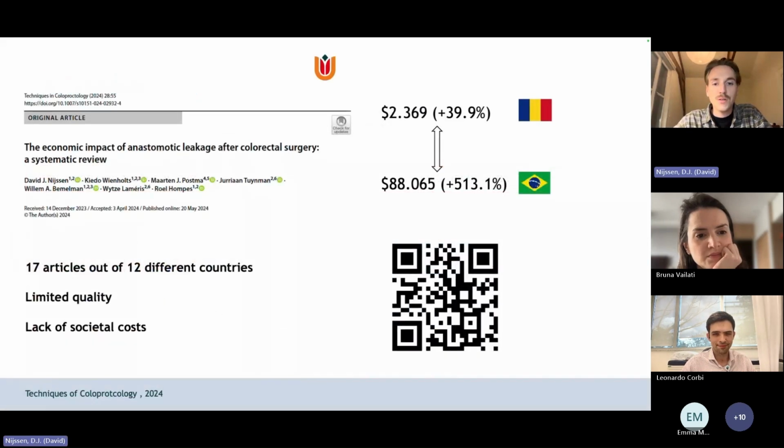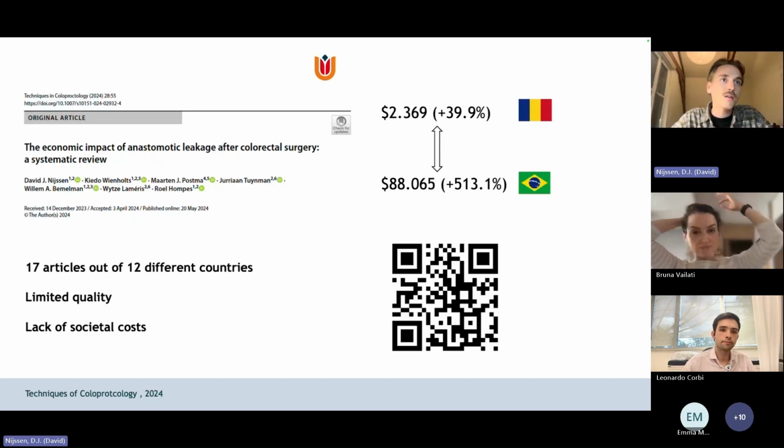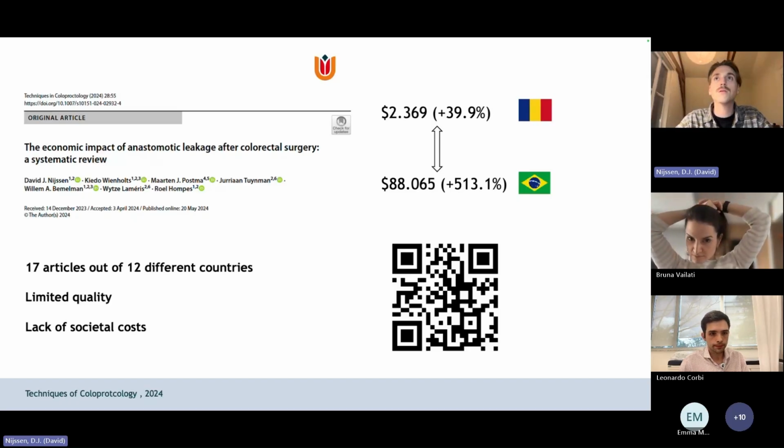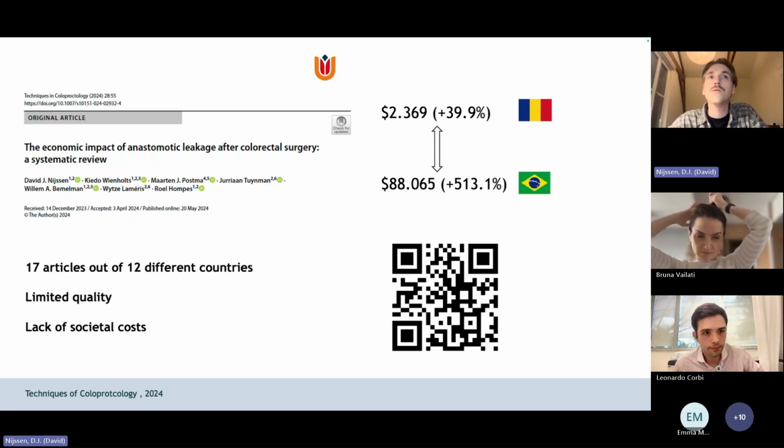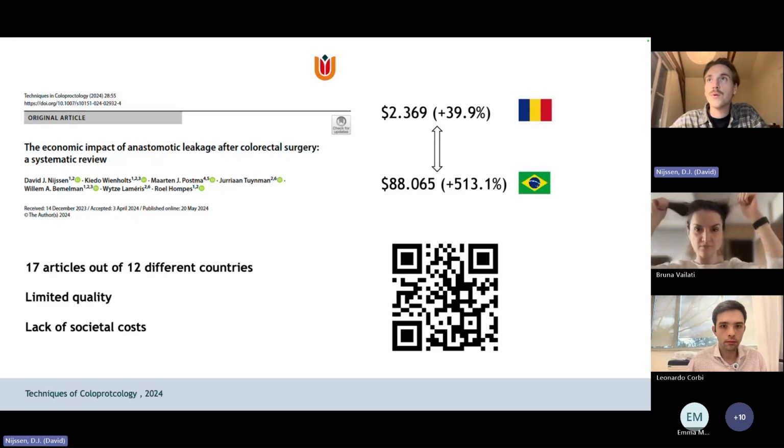But at first we started by looking into the literature. This is an article also in Techniques in Coloproctology, which we published in 2024, in which we looked at studies that were asking the same question of how much cost is attributed to this complication. We found 17 studies from 12 different countries. If you want to read the study, you can scan the QR code. What we found was a huge variety of reported costs.